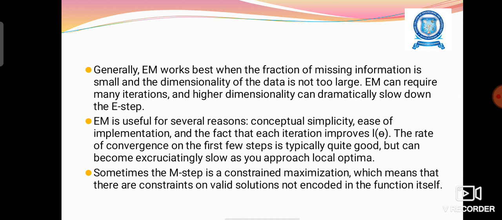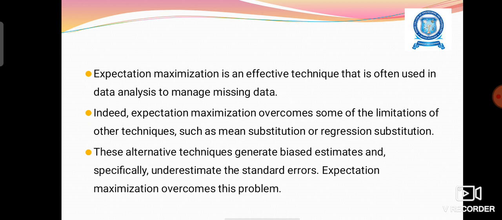EM is useful since it has many features: conceptual simplicity, ease of implementation, and the fact that each iteration improves the value of L of theta. The rate of convergence on the first few steps is typically quite good, but can become slow as you approach the local value. It is often used in data analysis to manage missing data. It overcomes some of the limitations of other techniques such as mean substitution or regression substitution. These techniques generate biased estimates and specifically underestimate the standard errors. Expectation maximization overcomes the problem.